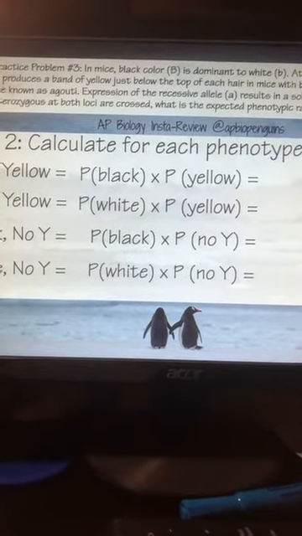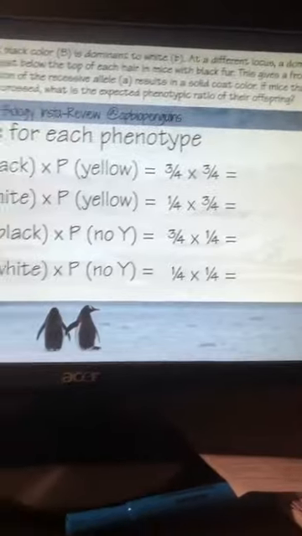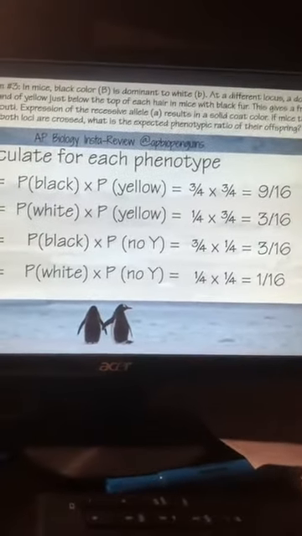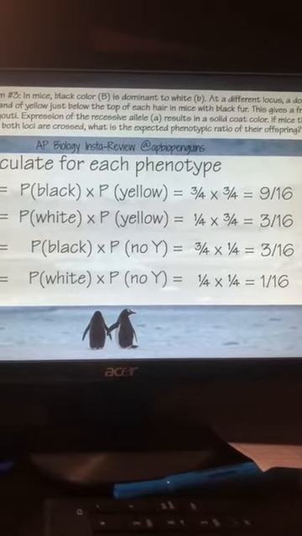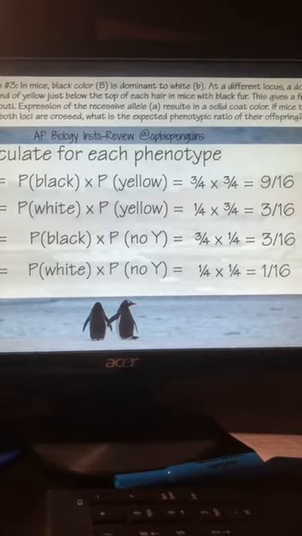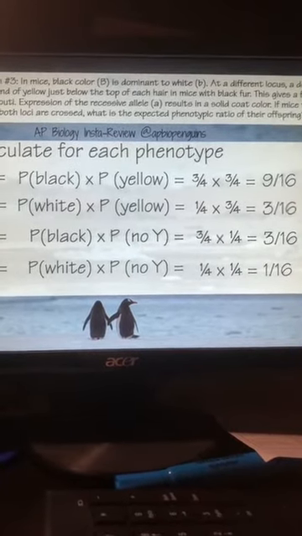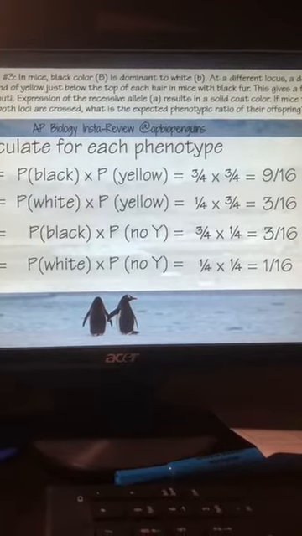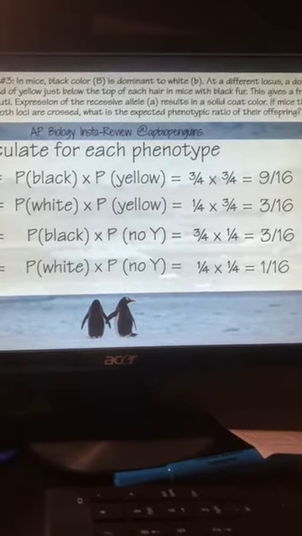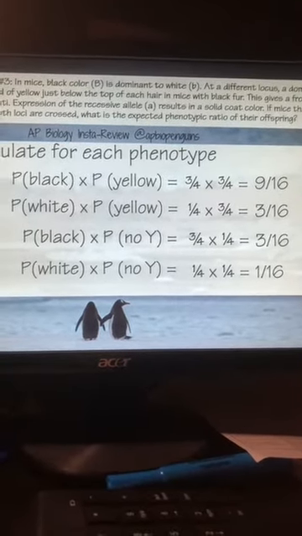So again, we'll do the probability of black, which we found was 3/4, and the probability of yellow we said was 3/4. So if you multiply that together, you get 9/16. Same thing with probability of white and probability of the yellow. 1/4 times 3/4 gives you 3/16. Probability of black was 3/4. Probability of no yellow was 1/4, giving you 3/16. And probability of white and the probability of no yellow gives you 1/4 times 1/4, which is 1/16. So nothing new here.